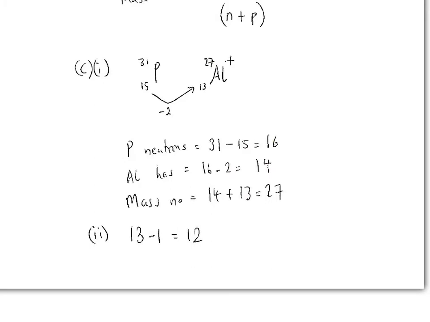And the number of electrons in Al+, well, it's got 1 fewer electron because it's a 1 plus charge than it should have if it were the neutral atom, so 13 take 1 equals 12.